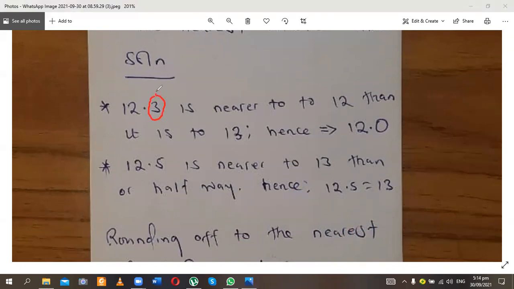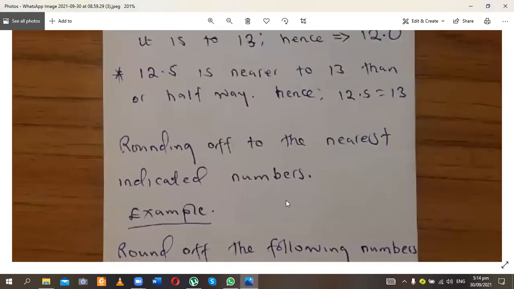Just like that. And then we are saying that 12.15 is halfway, not even nearer to, is halfway between 12 and 13. So because it is halfway, and because of the presence of this 5 here, we're going to get a 1 and add it to a 3 so that it becomes 13. So 12.5 being rounded off to a nearest whole number gives us 13. Okay, that is the thing.